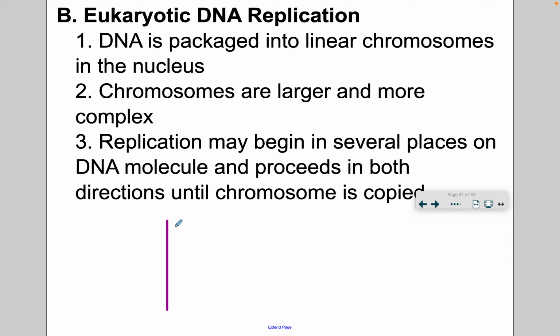So if this is my chromosome, and let's say that I have a spot here where replication starts, and replication starts here, and replication starts here. So then pretty soon I see something like this. And we'll say the new strand is black. That was really bad. But it starts at several places, and they will meet and fuse together, and then you end up with two identical copies of that chromosome.